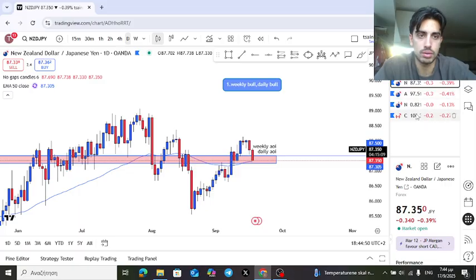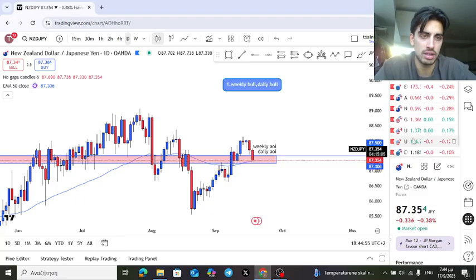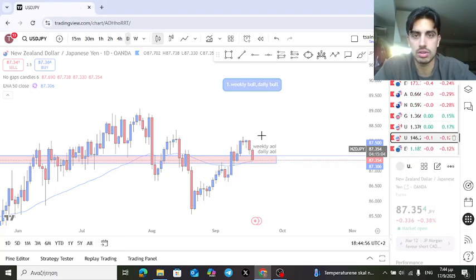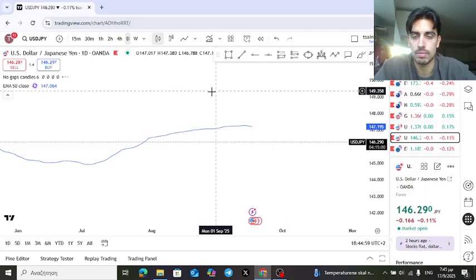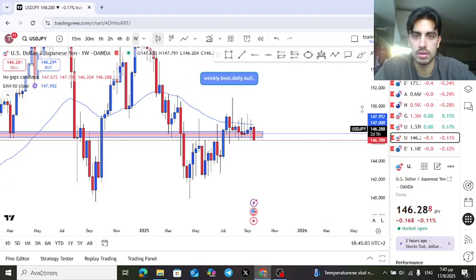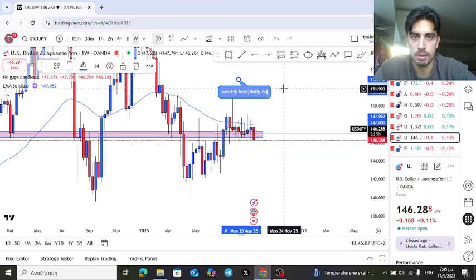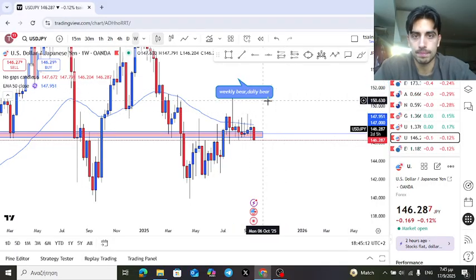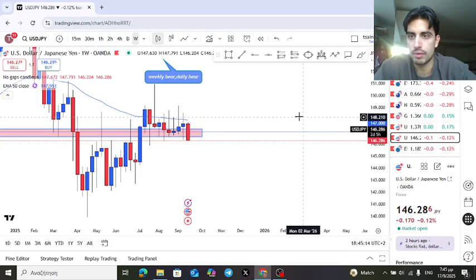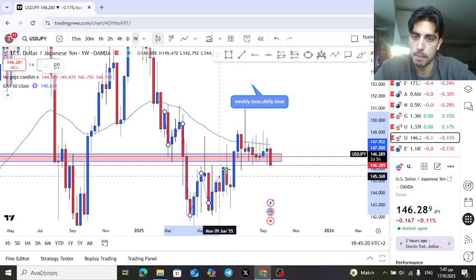Let's give you another example. I will give you something that popped up today, so you know. So this pair, on the weekly time frame, here I need to change it, became bearish. I'm sorry, on the weekly time frame, it is bearish.